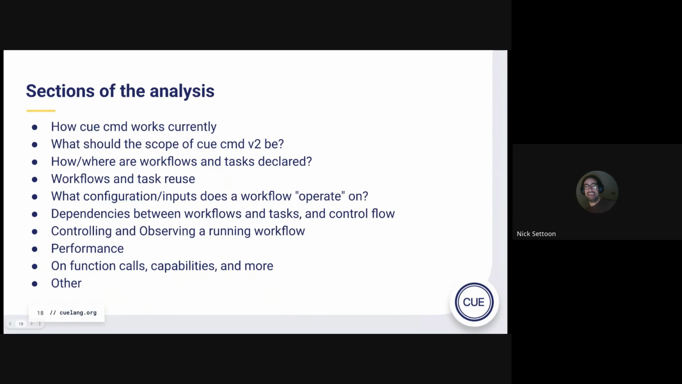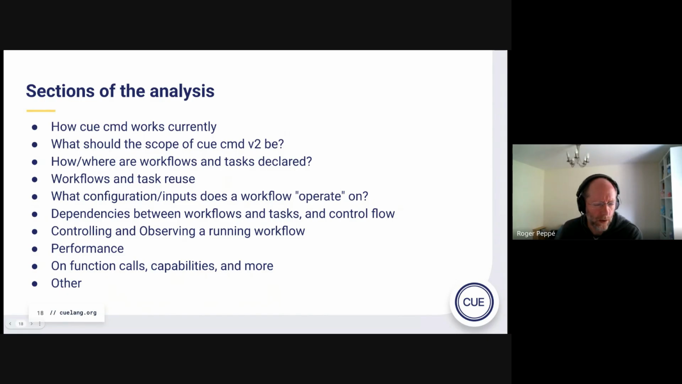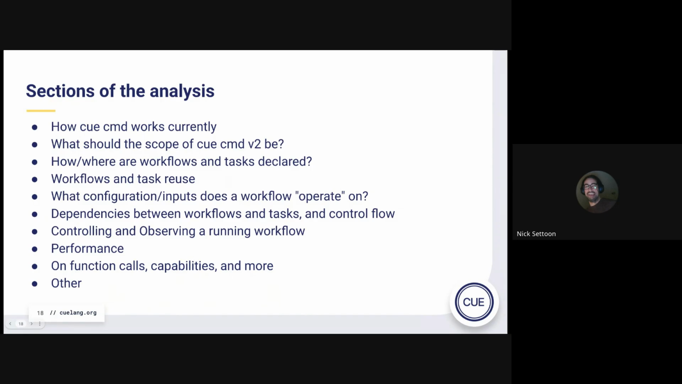When you're talking about a path there, do you mean like a CUE path? Are you talking about a file path or a path? I'm talking about like a selector. Okay, selector. Yeah, a full blown list of labels, I guess. Yeah.